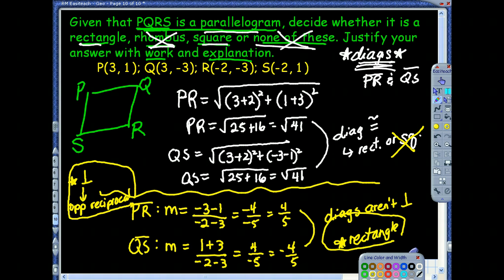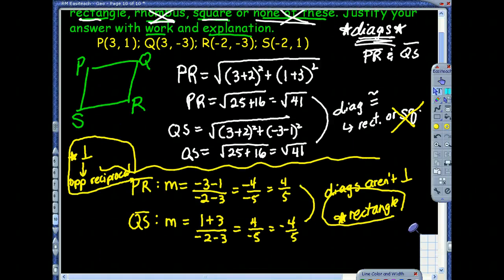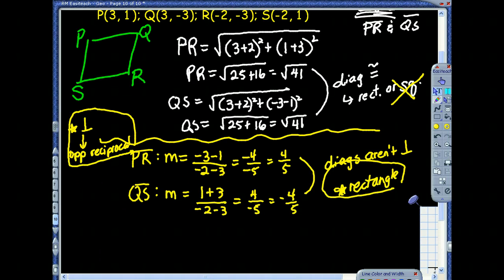Now, it says justify your answer with work and explanation. I don't have a lot of room for an explanation, but I could probably scroll down a little bit. So if I was explaining this, why would we say it's a rectangle? It's a rectangle because the diagonals are congruent, but not perpendicular.